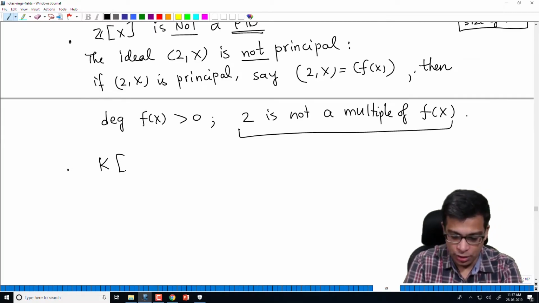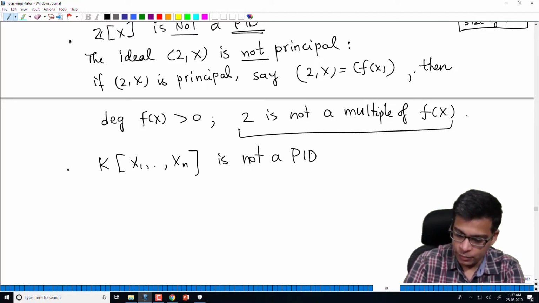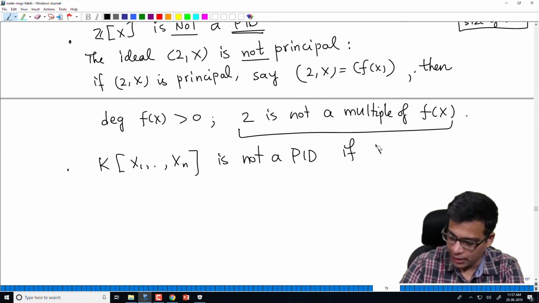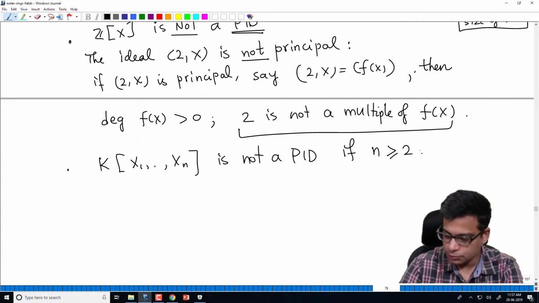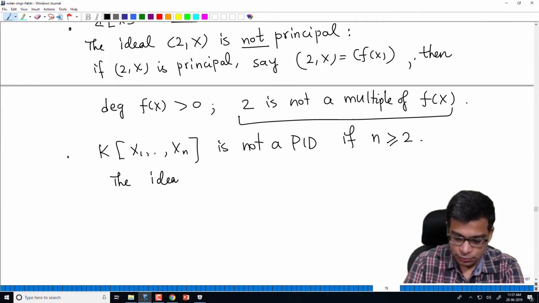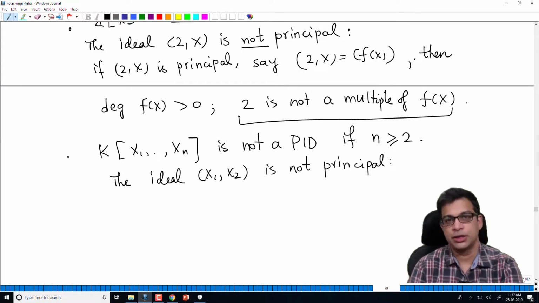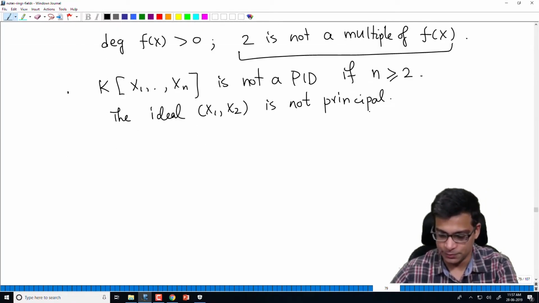Similarly, K[x1, ..., xn] is not a PID if n is at least 2. Right? The reason is the ideal (x1, x2) is not principal. The same kind of reason as before. These are two independent variables, so you cannot choose any single polynomial whose multiples are x1 and x2. So this will never happen.